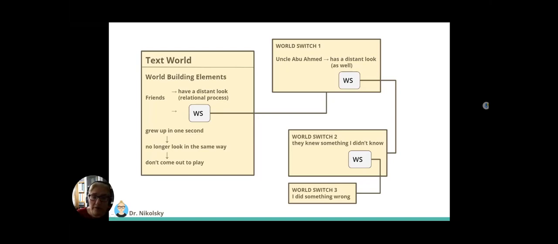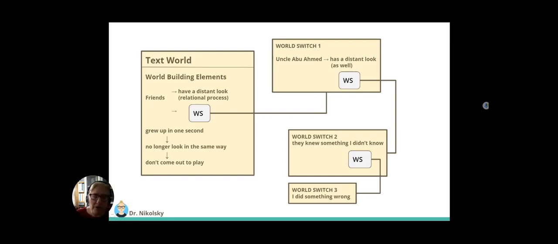So that's why he is mentioned here, because the friends remind the boy of him when his son died. And from there, we have our world switch, which is describing what happened to Abu Ahmed according to the boy. Yeah? So the boy is making this world switch into world switch 2, as you can see here. "They knew something I didn't know."